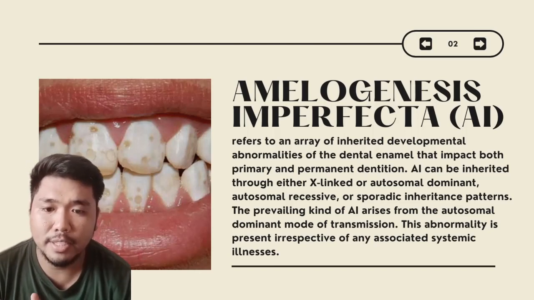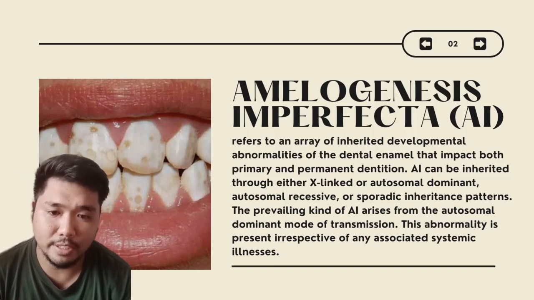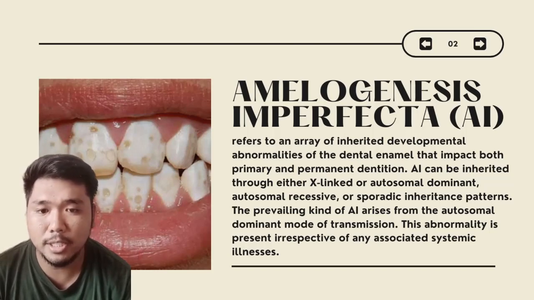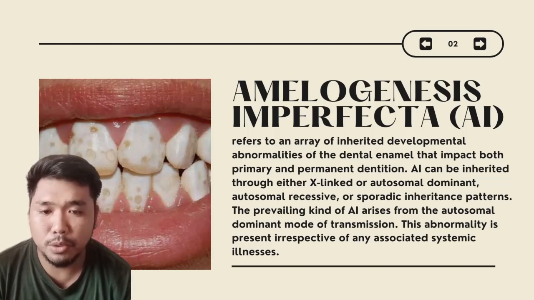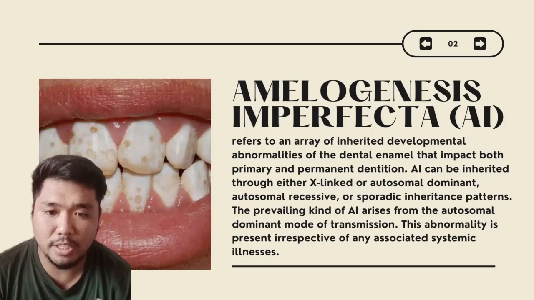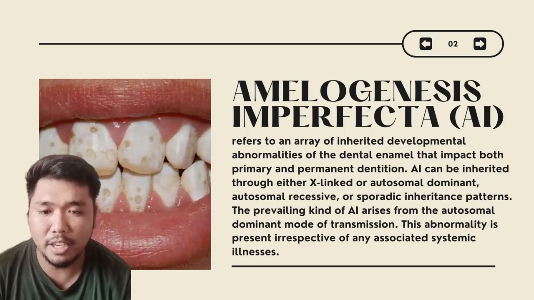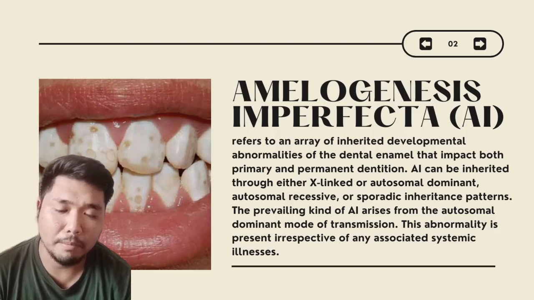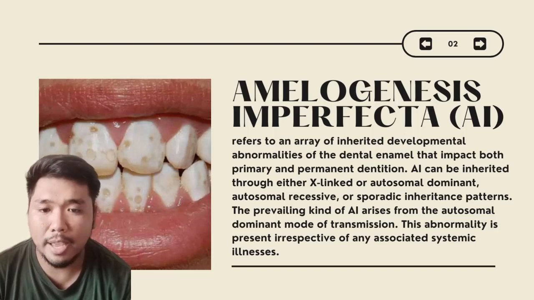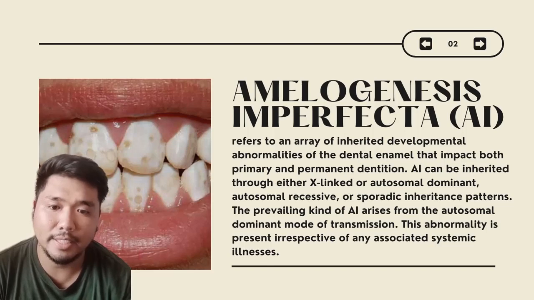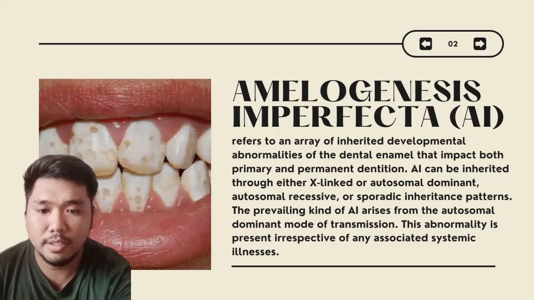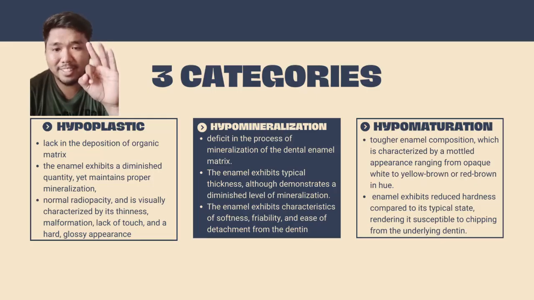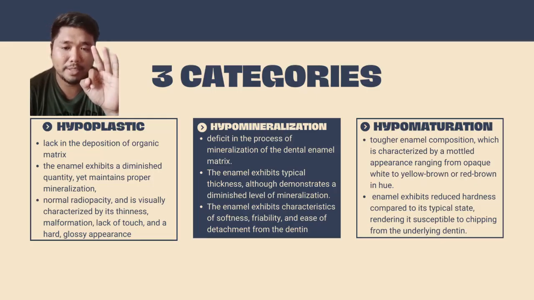Amelogenesis imperfecta can have different patterns of inheritance, depending on the gene that is being altered. In most cases, it is caused by a mutation in the FAM83H gene and is inherited in an autosomal dominant pattern. This type of inheritance means that one copy of the altered gene in each cell is sufficient to cause the disorder to manifest. There are three categories of amelogenesis imperfecta.